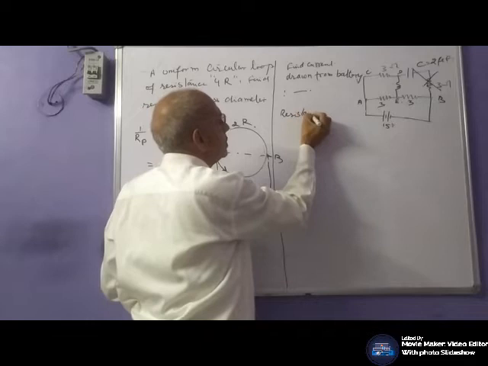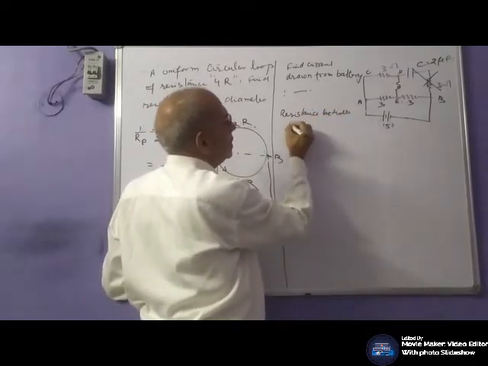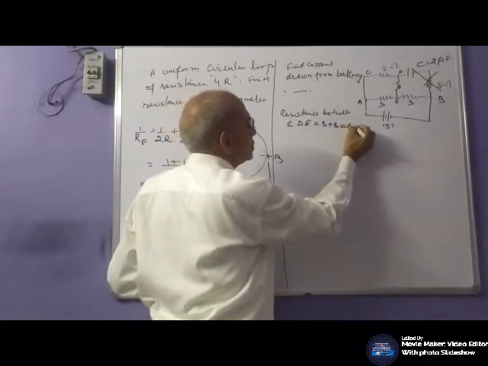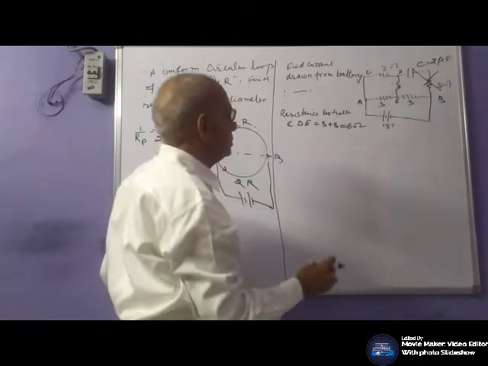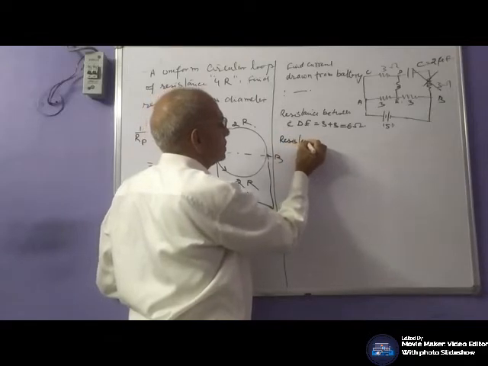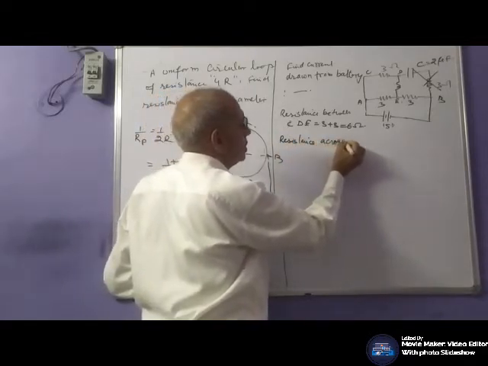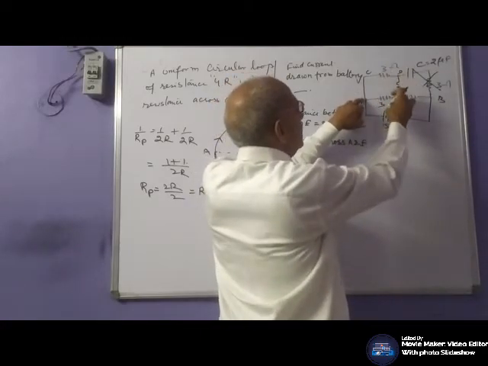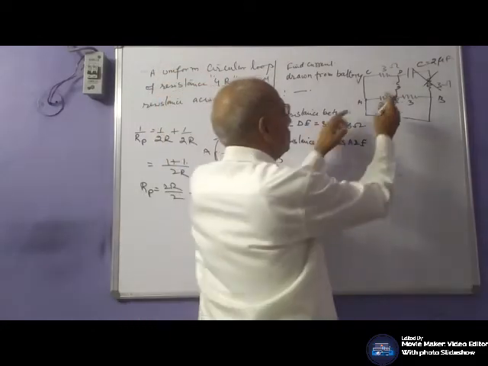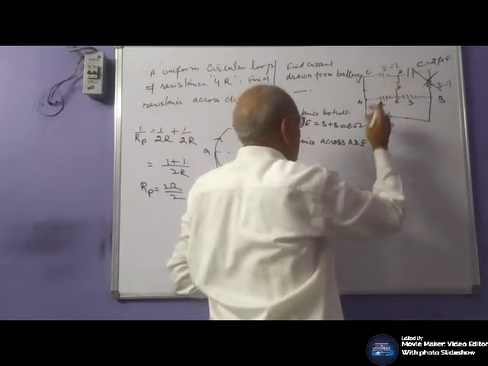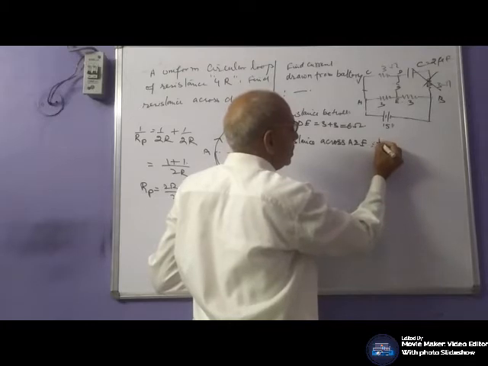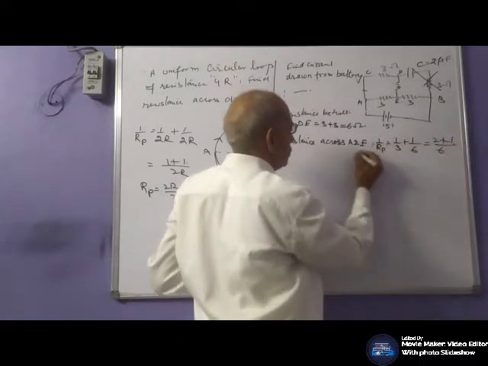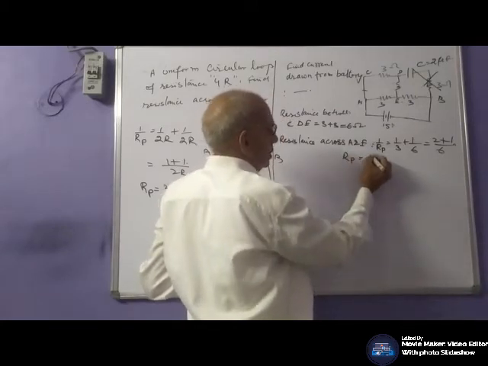Resistance between C, D, E: 3 plus 3, 6 ohm, because they are in series. Resistance across A and E: this 6 and this 3 are in parallel, 2 paths. 1 by 3 plus 1 by 6, that is 2 plus 1 over 6. This RP is 2 ohm.